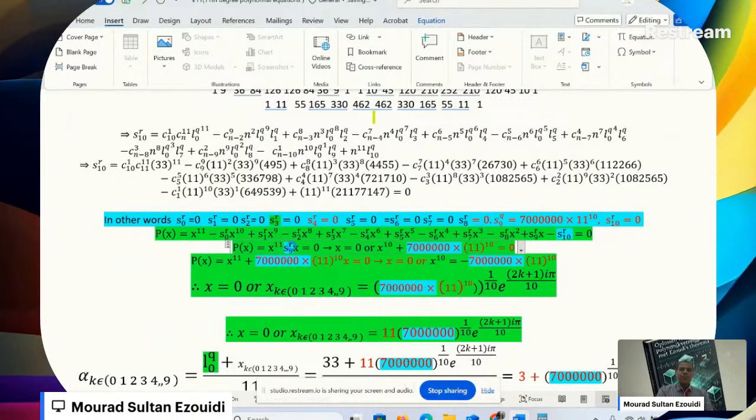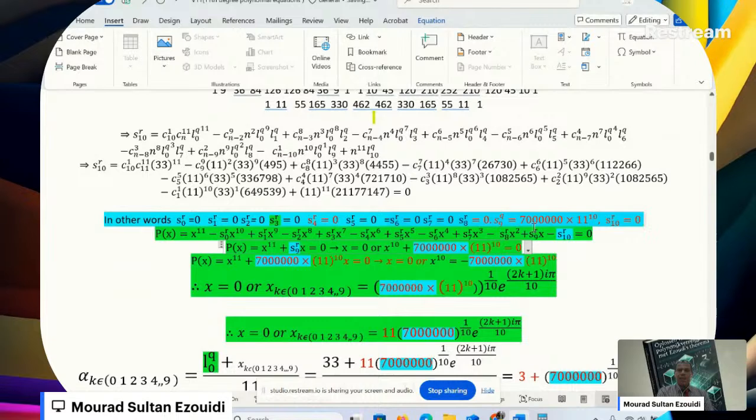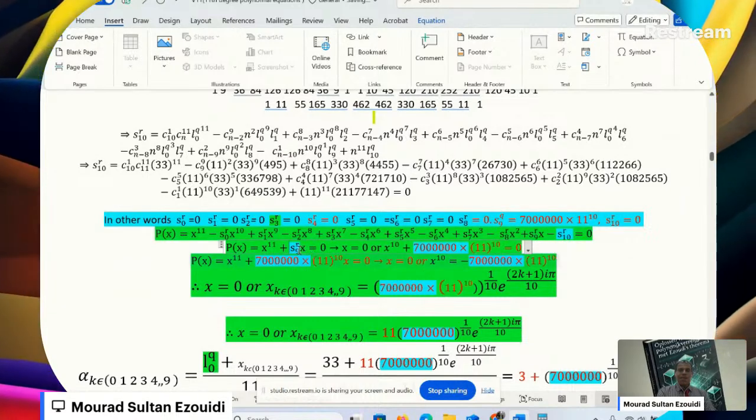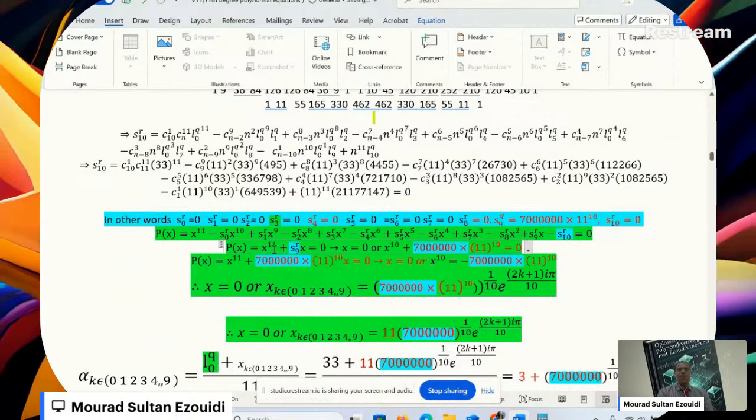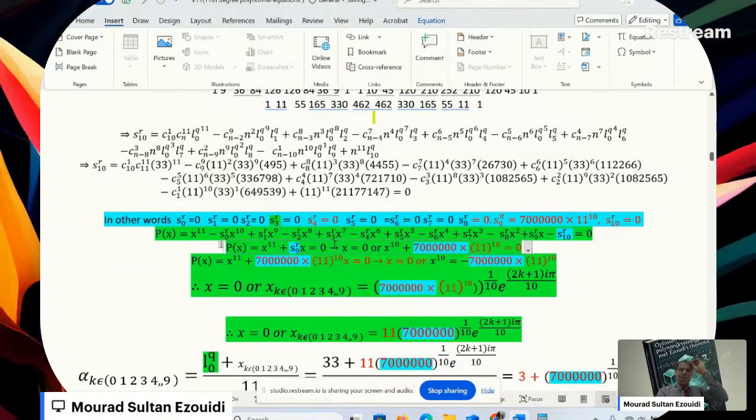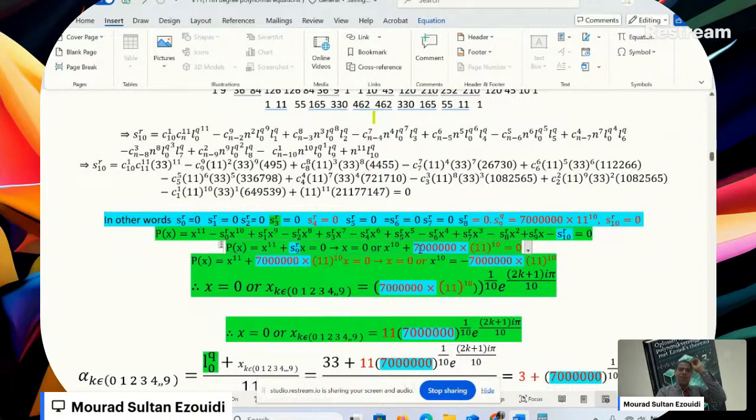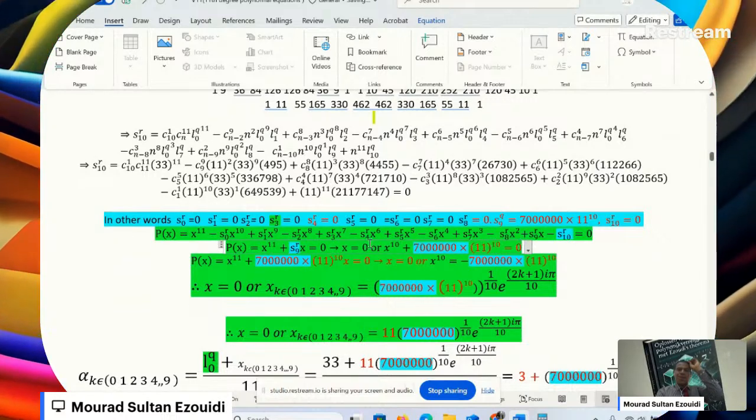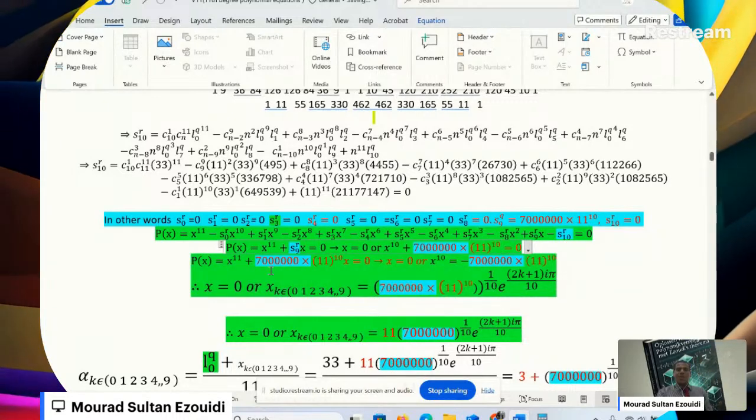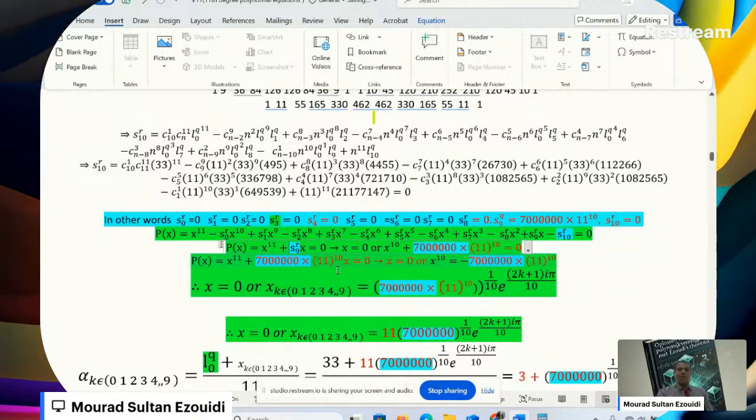So x times this factor equals 0, which means I put x into my factor because it's clear that it's 0. So x equals 0, or x raised to the power 10 plus 7 million times 11 raised to the power 10 equals 0. So x equals 0, it's clear. Now I'm going to focus on this one.